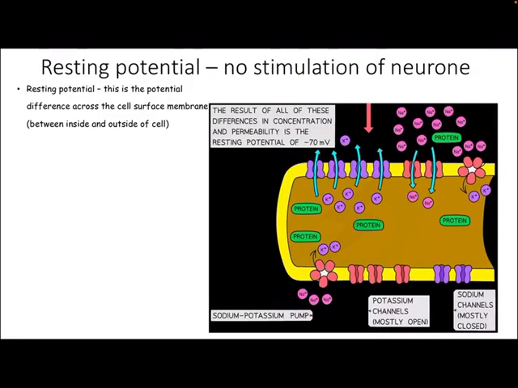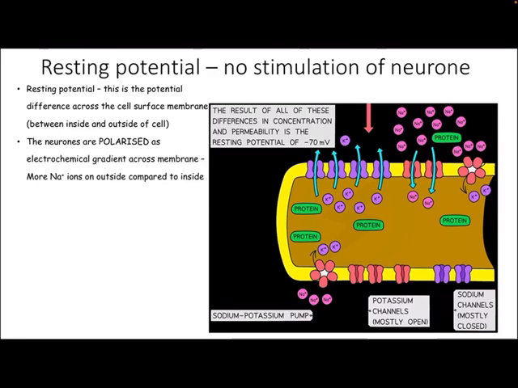When a cell is at rest, when there is no stimulation of the neuron, then we have what is called the resting potential. So this is the potential difference across the cell surface membrane between the inside and the outside of the axon. This is normally sitting at minus 70 millivolts, where we have more positive charge on the outside compared to the inside of the axon. The neurons are said to be polarized because we have this electrochemical gradient across the membrane with more sodium ions on the outside compared to inside.